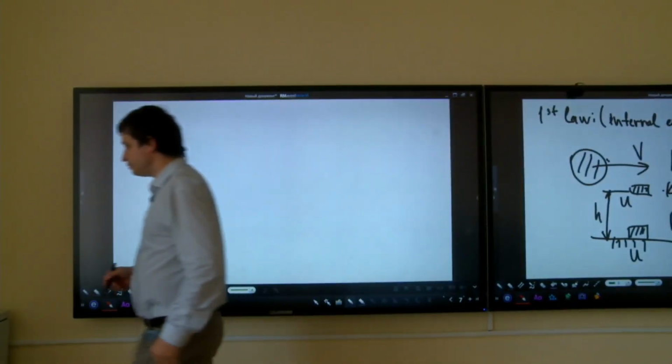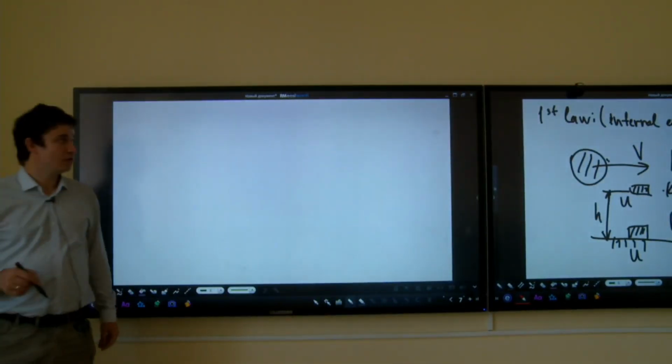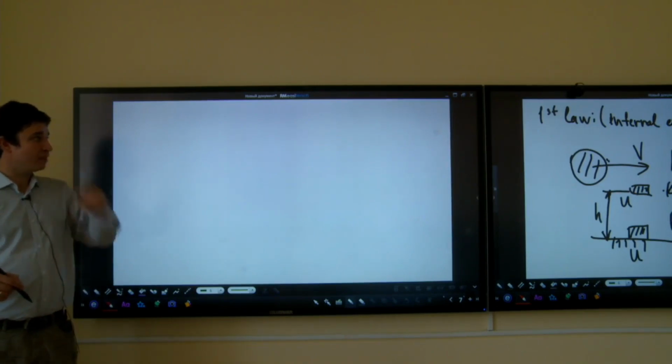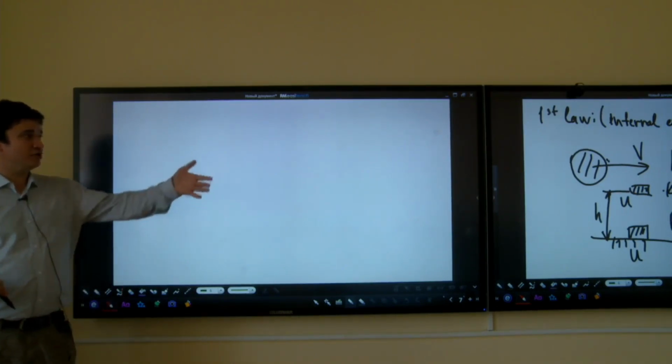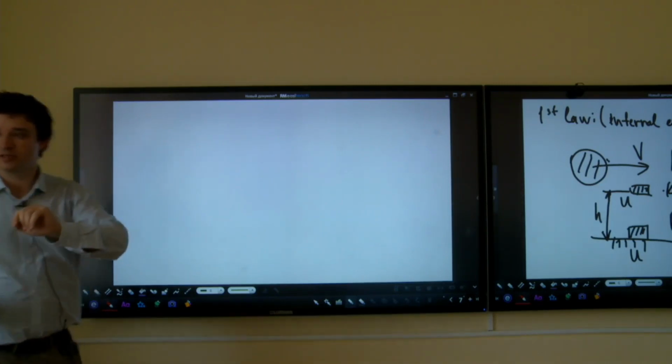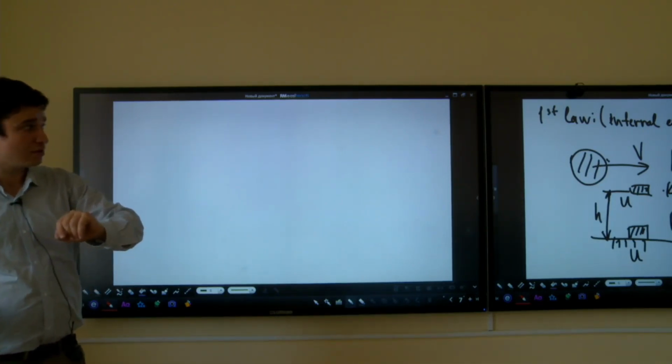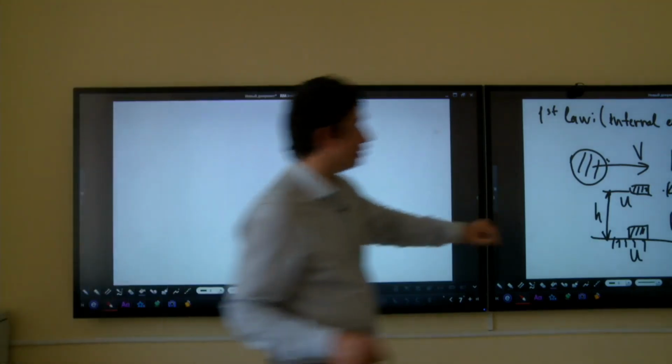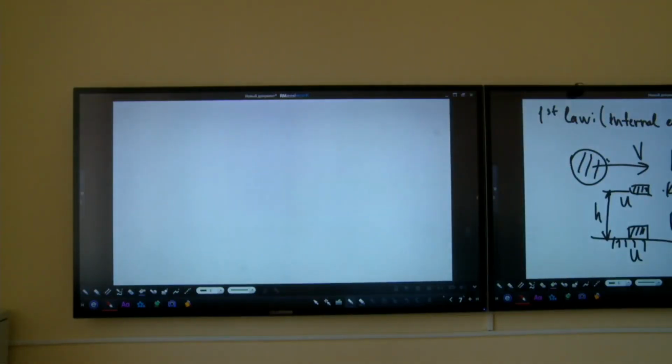Okay, then you can, after you postulate the existence of this internal energy, formulate the law.